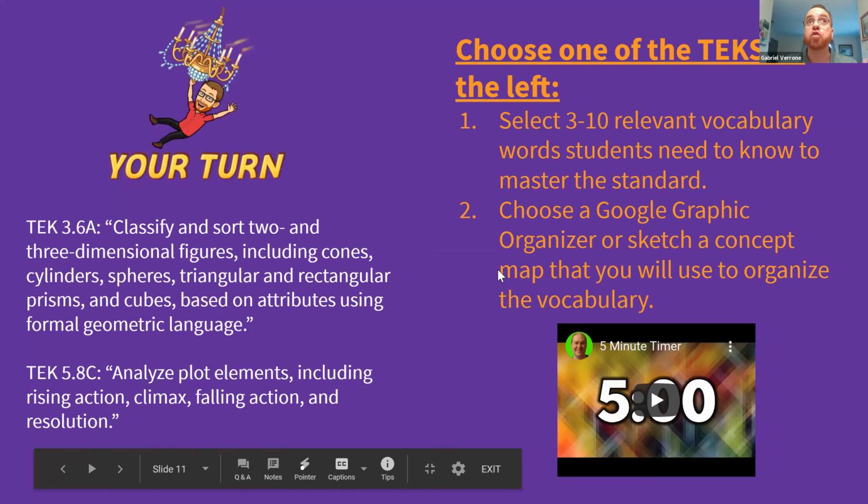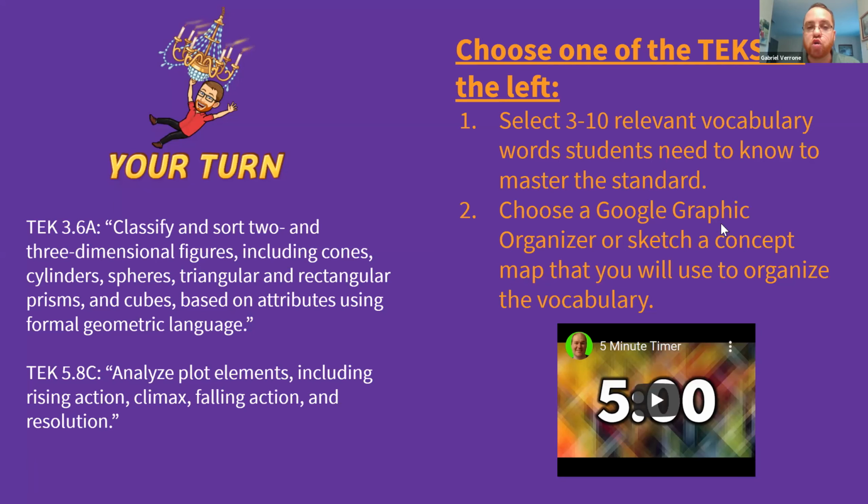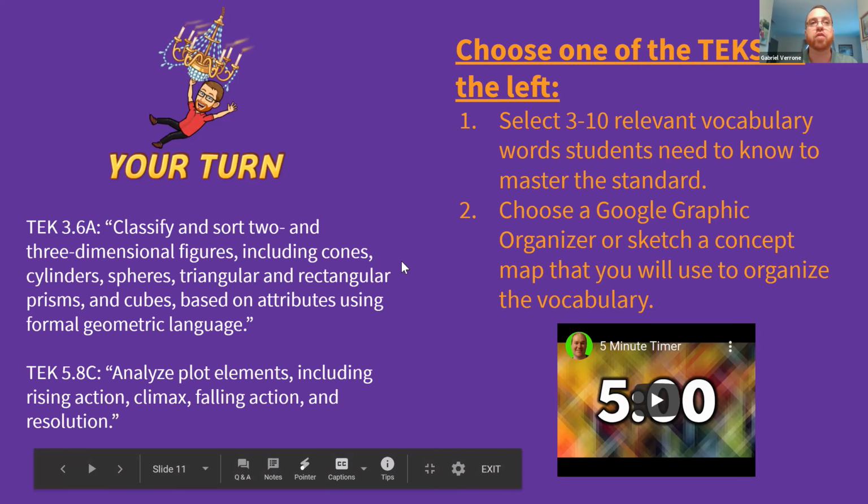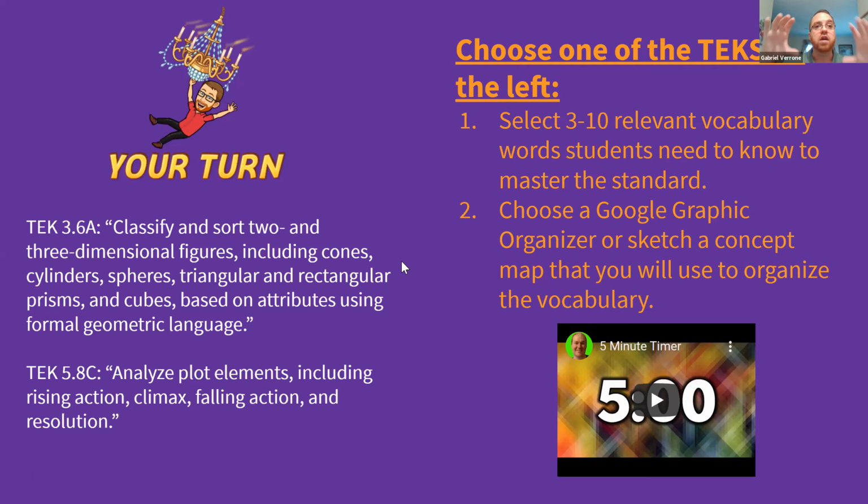So once you choose those relevant words, and you may want to add other words that are not necessarily in the standard, but are still necessary, I want you to choose a Google graphic organizer, or if you're like, I don't have time for that right now, you can draw it on a piece of paper. That works too. Choose a sketch of a concept map. How are you going to have kids classify and sort? How are they going to analyze plot elements concretely, both on an individual basis with their own sheet and on a class basis and collaborative basis with the interactive word wall, okay?